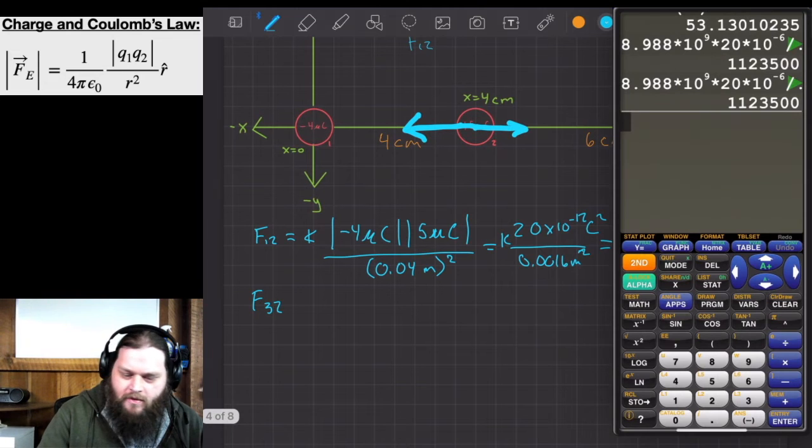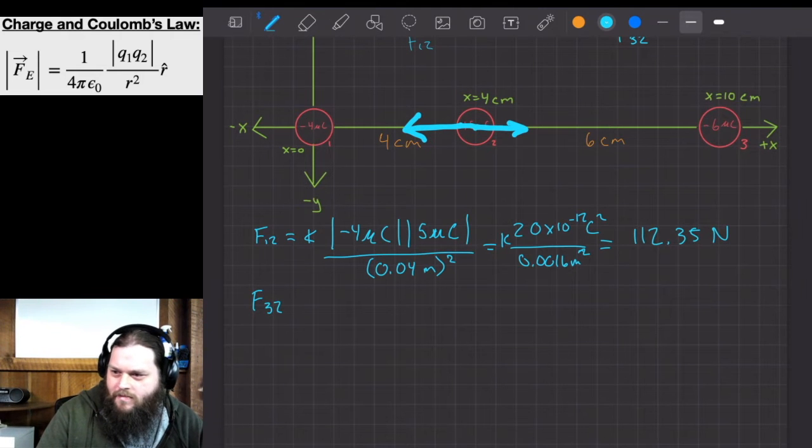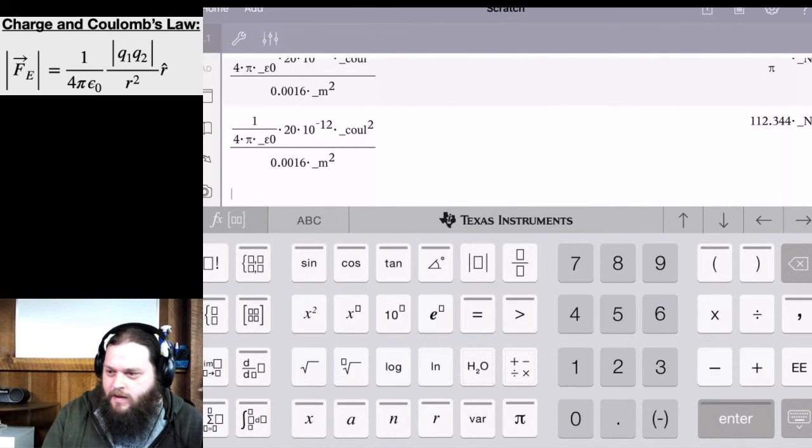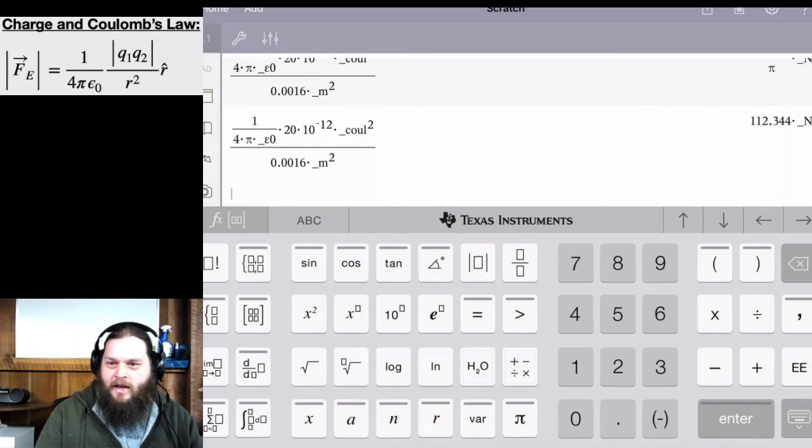This calculator? Or this calculator? The fancy one? That's a TI Inspire app for the iPad. It works just like the TI Inspire handheld calculator. It's really useful. It has all the units built into it, and it does all the conversions for you. I love it. I highly recommend it.